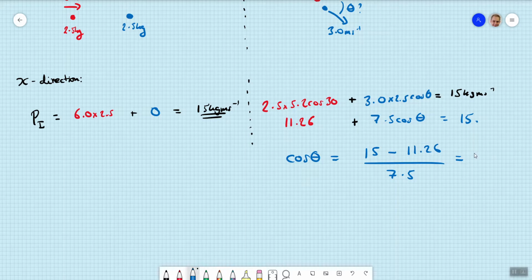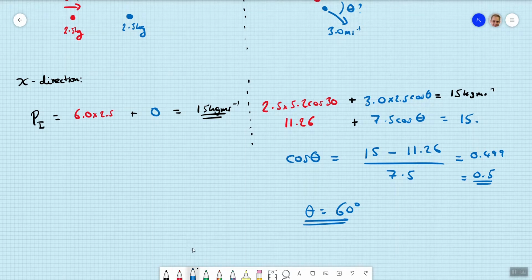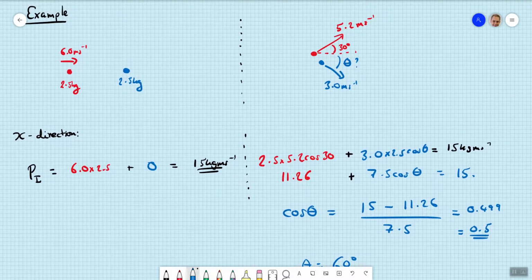It's 0.499, it's basically 0.5. The reason it hasn't come out perfectly 0.5 is because that was a much longer number. So if I do the inverse cos of that, that gives me theta is equal to 60 degrees. Boom. Well, that's lovely. Gives me an instant way of working it.